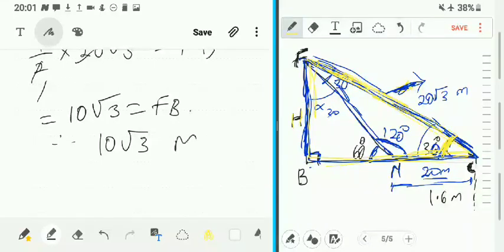10 root 3 meters. So that's that about that, and that brings us to the end of the tutorial. And I hope you've been able to grab what you need to grab about the angles of elevation and depression.